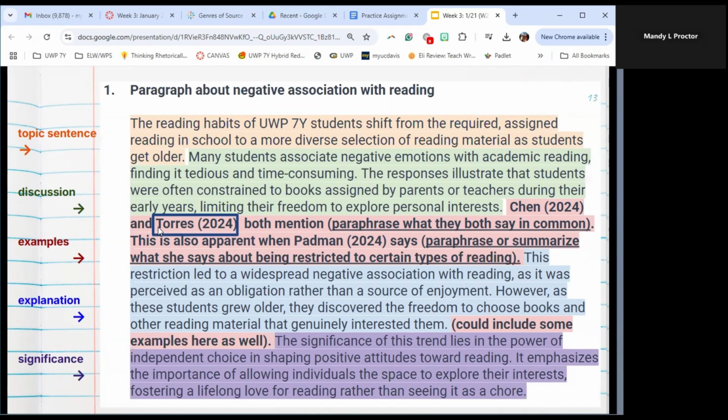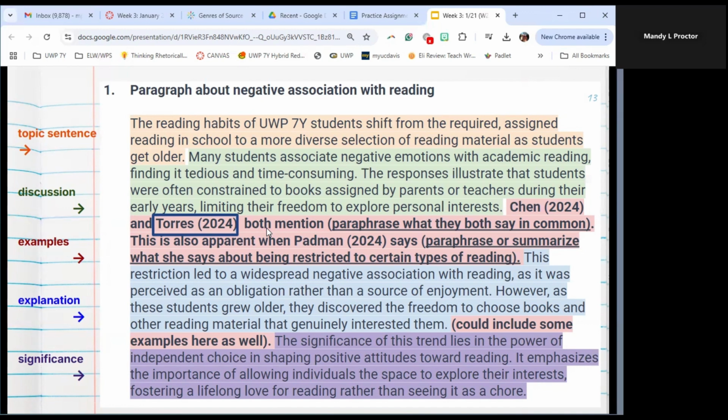And that's basically what support is going to look like for these two paragraphs, right? You're only going to be using your classmates as support to provide examples. So we have here where Chin and Torres both mention, and then you can paraphrase what they say about maybe being constrained to books assigned by parents and teachers. And then you could follow that up with another example where you say it's also apparent when Padman says, and then you can summarize what she says about being restricted to certain types of reading.